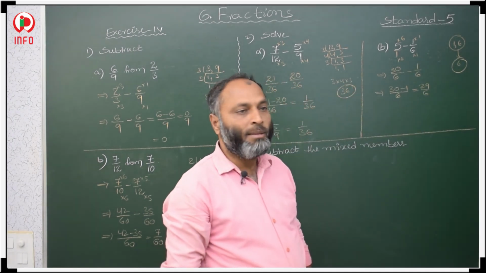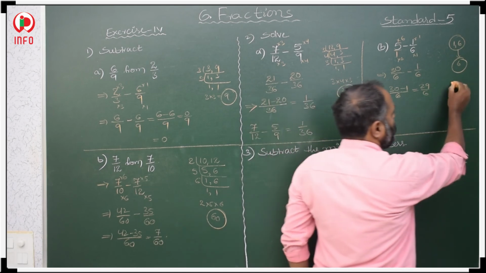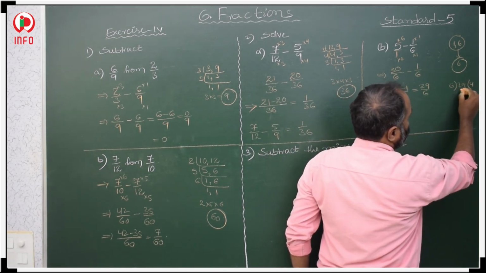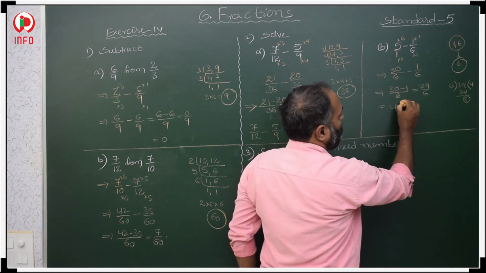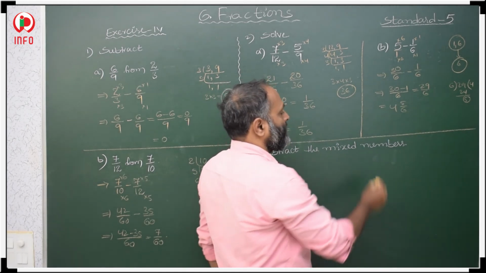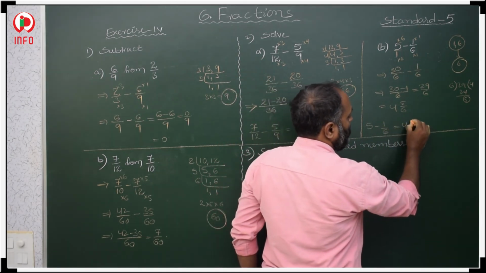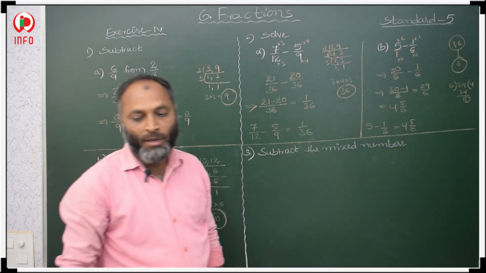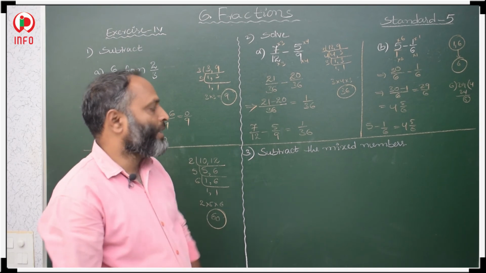29 by 6 is an improper fraction, then change it into a mixed fraction. 6 into 29, 6 4s are 24, 5 left, which is 4 5 by 6. It means 5 minus 1 by 6, then the answer is 4 5 by 6. 4 5 by 6.